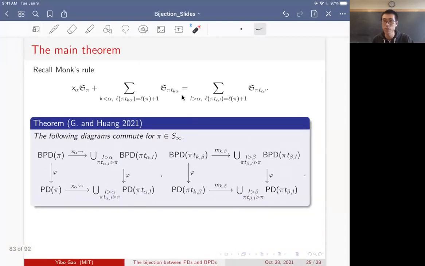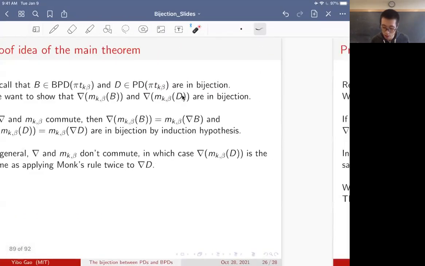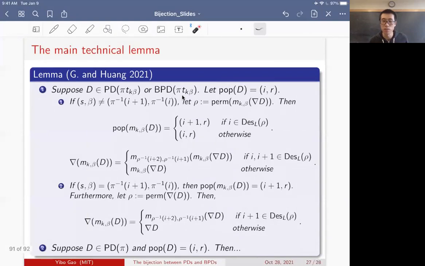And okay, so I have some, oh yeah, so this is, again, the main theorem that line up in this way. So you have Monk's rule, and we have bijections between the left-hand side and the right-hand side in terms of both pipe dream and bumpless pipe. And our bijection between the bumpless pipe dreams and pipe dream is given by this phi in the vertical direction, and the maps that people have already defined for the Monk's rule are in the horizontal position, and the main theorem says that we have this commutative diagram.